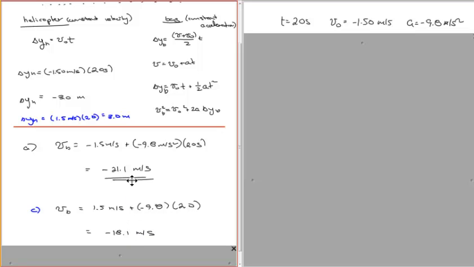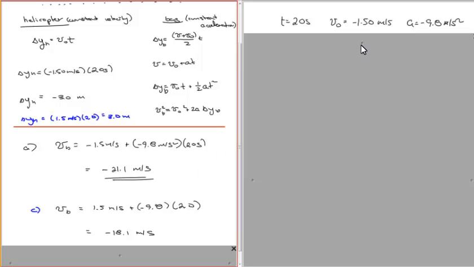So that's the difference. Because this is already going down and this makes it go down faster. This is going up and this makes it go down at the same speed. So the only difference is this up, down versus up. The net difference of 3 meters per second.